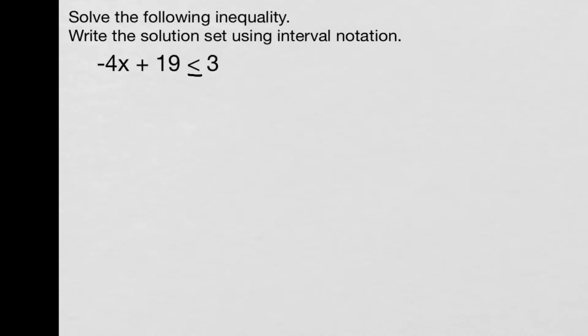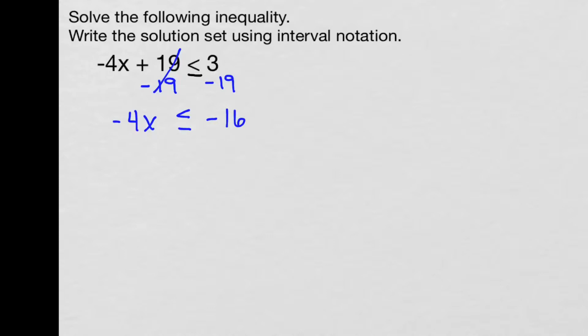This problem asks us to solve the inequality and write our solution set using interval notation. To solve this inequality, what we'll do first is subtract 19 from each side. When we subtract 19 from the left-hand side, what we do to one side, we have to do to the other side. So we have negative 4x, the 19 subtracts out, is less than or equal to negative 16.